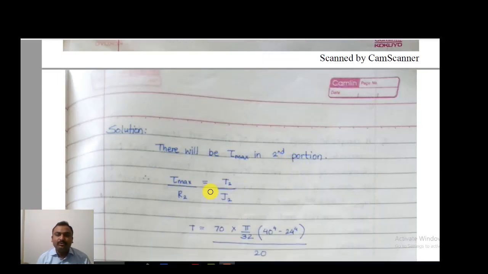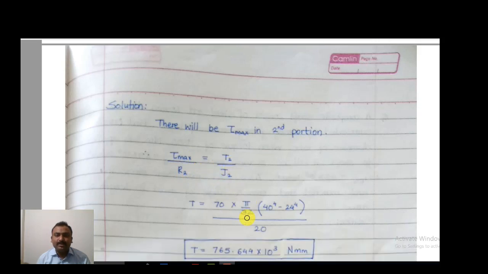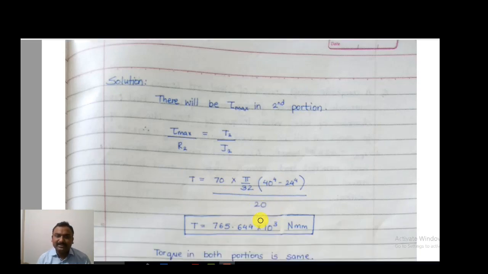So tau max by R2 is equal to T by J, that is tau by R is equal to T by J. So tau max by R2 is equal to T2 by J2. R2 is the outer radius. So torque will be tau by R into J. Shear stress is 70, J is pi by 32 into (40 raised to 4 minus 24 raised to 4), upon a radius of 20, the outer radius. By using that, the torque transmitted will be 765.644 into 10 to the power 3 Newton mm. Just do the calculations also in your calculator.